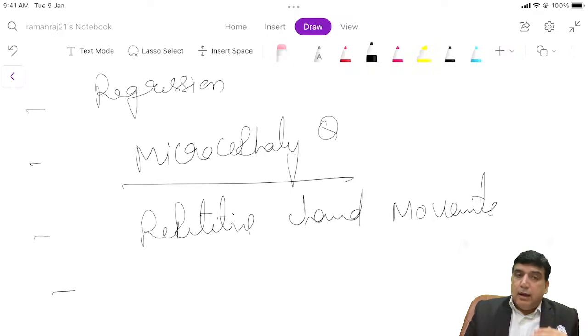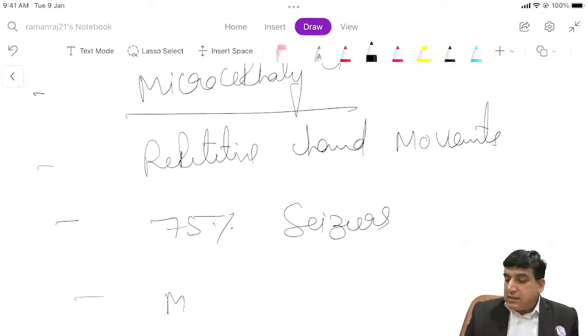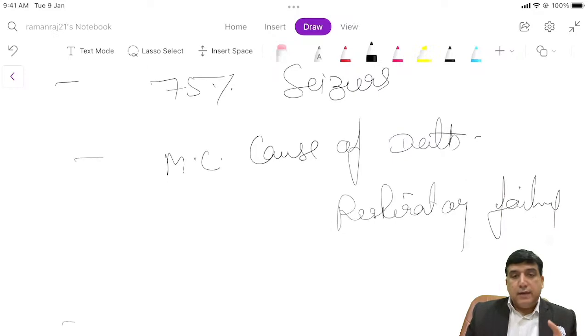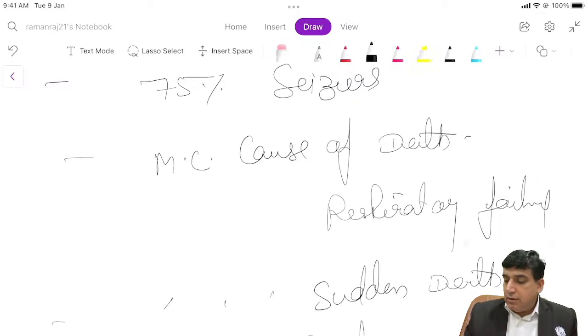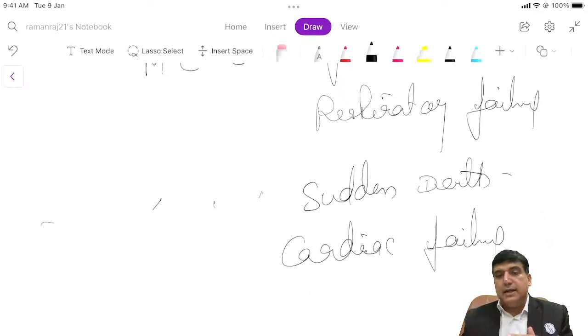Another, roughly 75% of girls develop seizures in Rett syndrome. If they ask the most common cause of death in Rett syndrome, your answer will be respiratory failure. But if they ask the most common cause of sudden death, then your answer will be cardiac failure. Please remember, you have to be very careful about the language in the exam. The most common cause of death, respiratory failure. Most common cause of sudden death, cardiac failure.